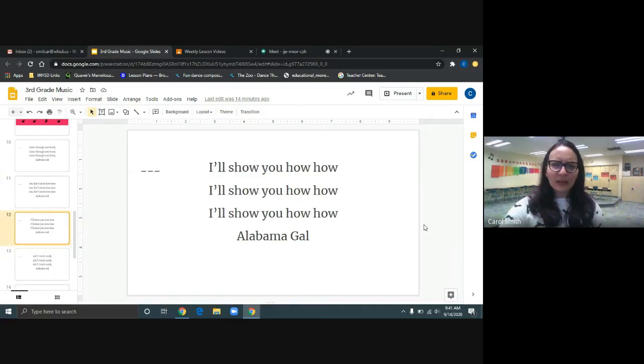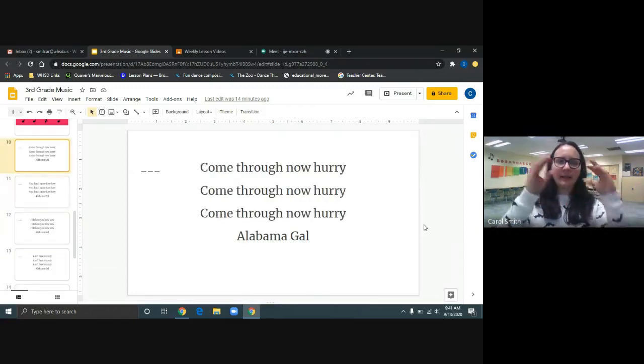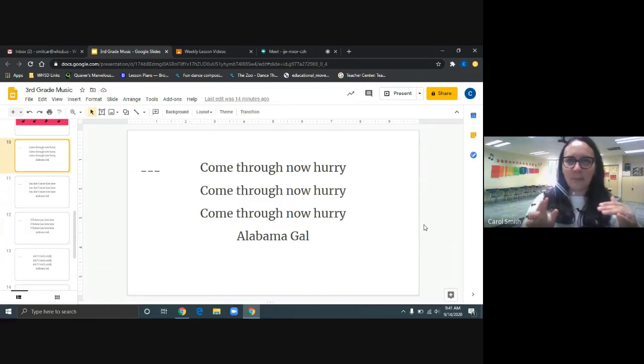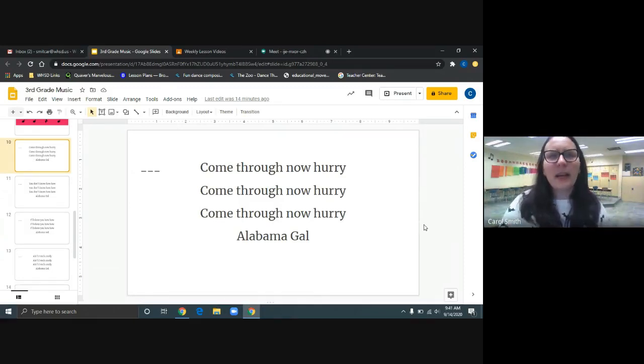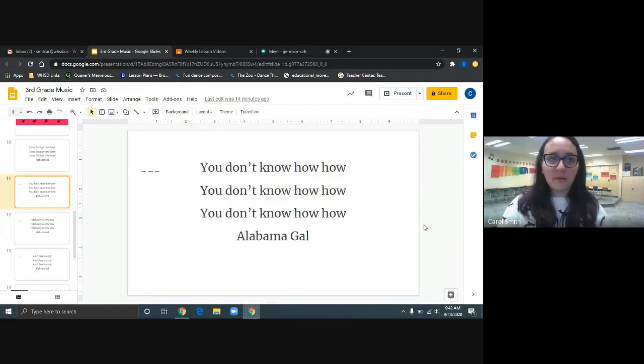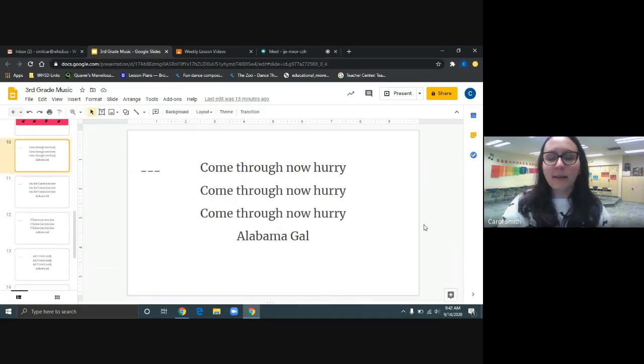Good. So can you raise your hand if all four of the sections of the song sound the same note-wise? We obviously know that the lyrics are different, but raise your hand if the melody sounds exactly the same. If your hand is raised, you would be correct. So note for note, each of the four parts of this song is exactly the same. I would like you to sing after me.